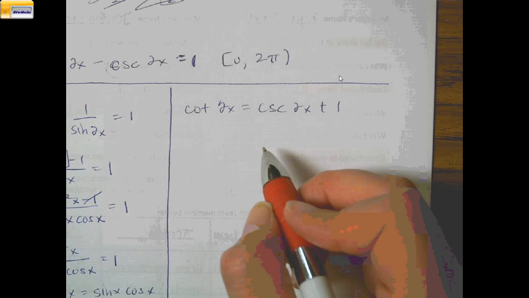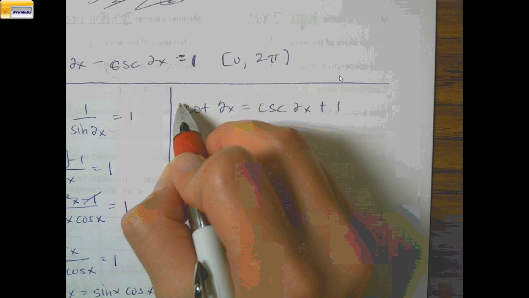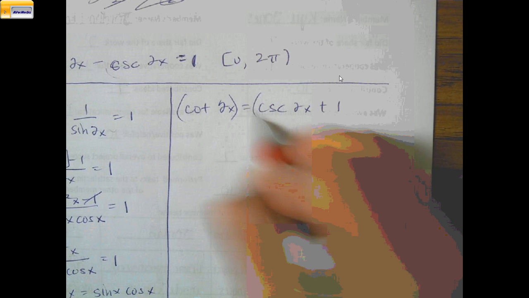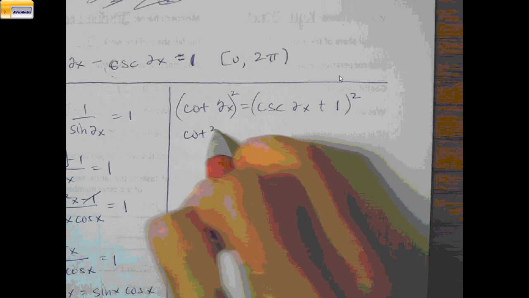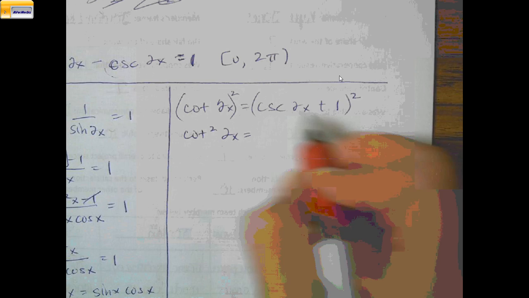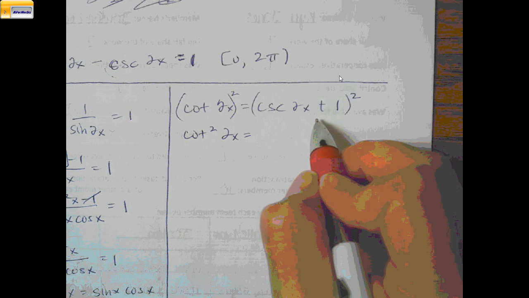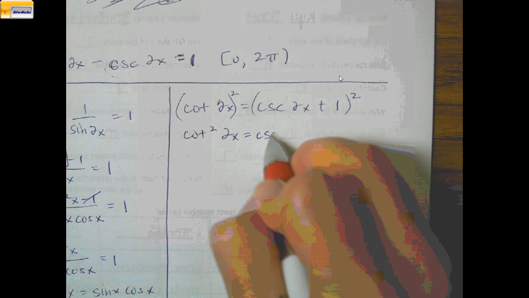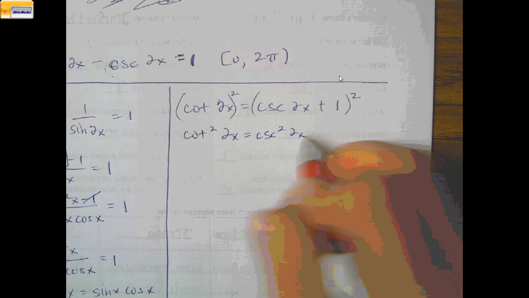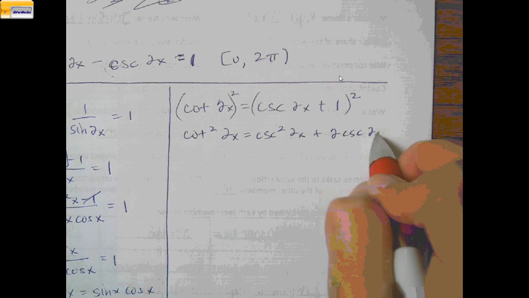So then our next step is, it would be cool if we could square both sides, because then maybe I'm going to get some sort of identity out of that. So I'm going to have cotangent squared 2x. And if I square this, you have to FOIL it. You can't just square both of those and call it done. So I have cosecant squared of 2x plus 2 cosecant 2x, that's outer and inner together, plus 1.